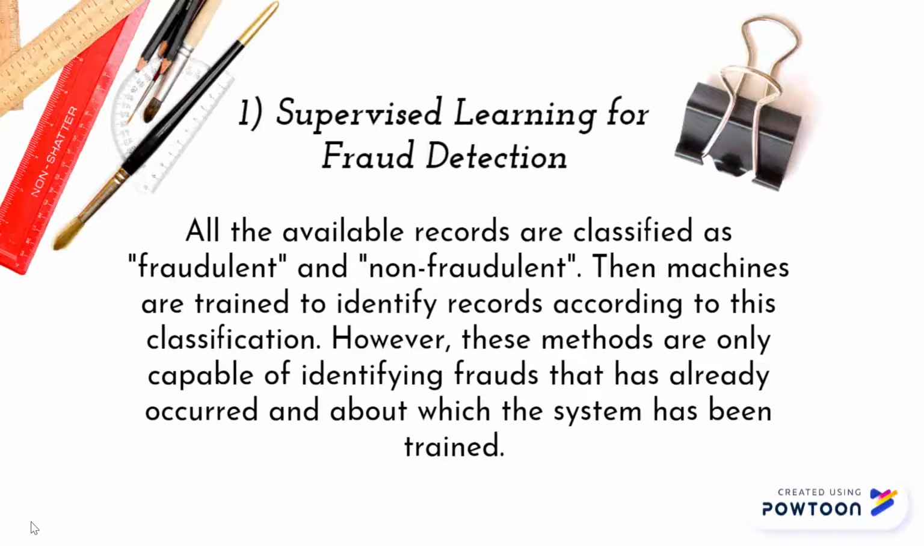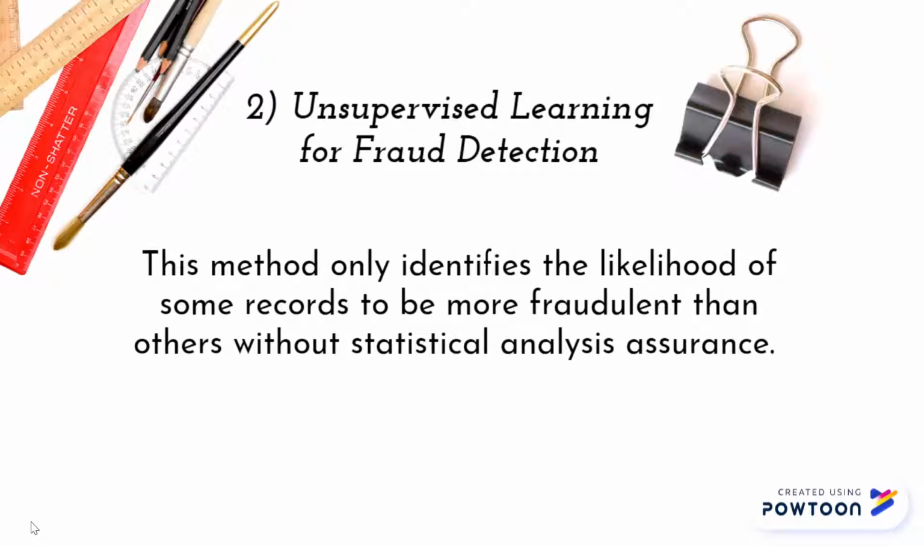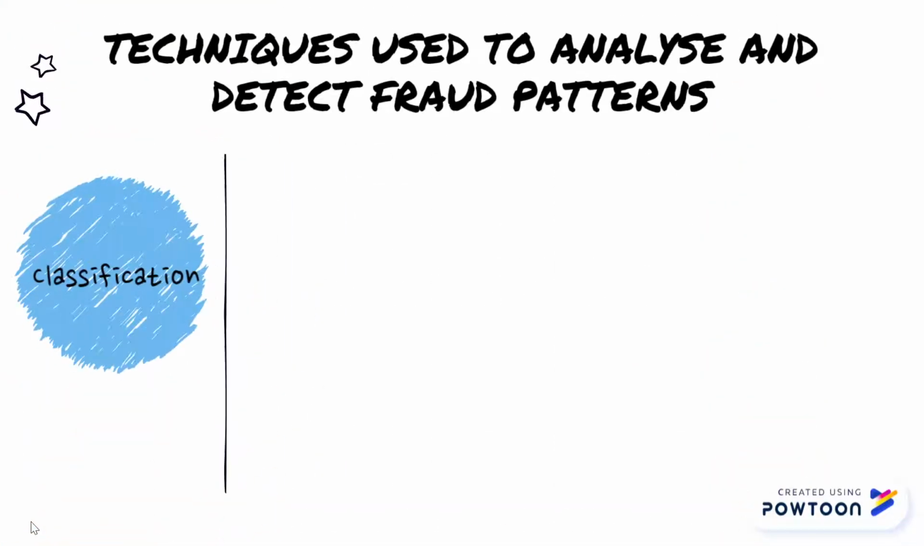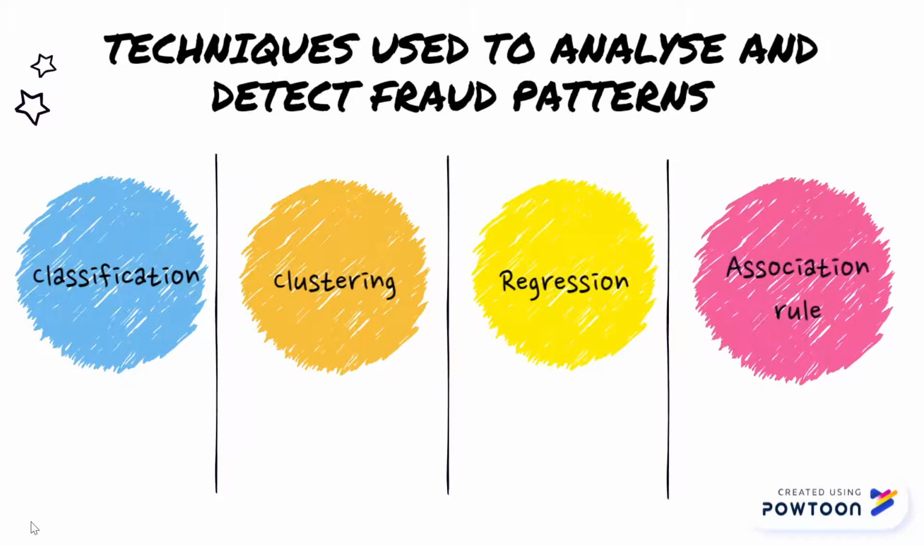However, these methods are only capable of identifying frauds that have already occurred and about which the system has been trained. While unsupervised learning for fraud detection only identifies the likelihood of some records to be more fraudulent than others without statistical analysis assurance. Techniques used to analyze and detect fraud patterns are classification, clustering, regression, and association rule.